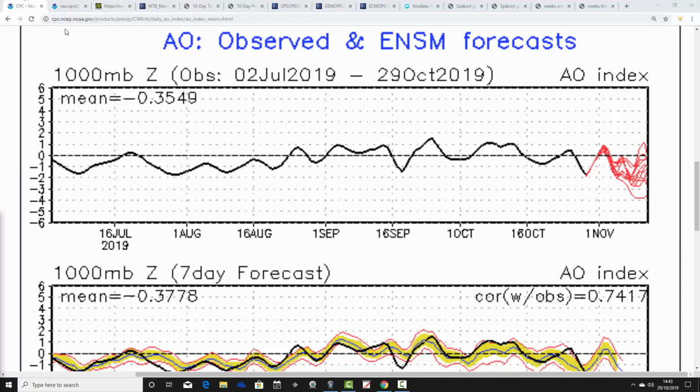Right, let's go on. We're going to start off with the Arctic Oscillation observed and forecast chart. So the black line here shows where we've been with the AO. The red lines at the end are where the GFS ensembles are forecasting the Arctic Oscillation to go. It's just an index that's reflecting the atmospheric state. It's not driving anything in its own terms, it just tells us what the atmosphere is doing.